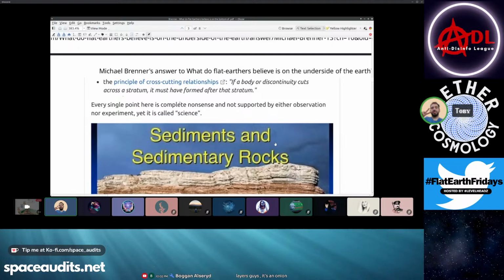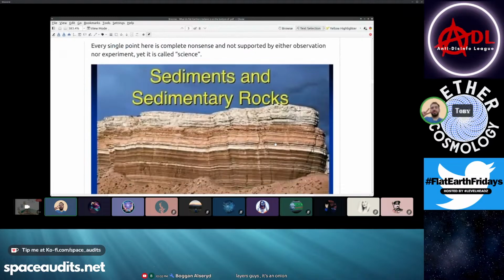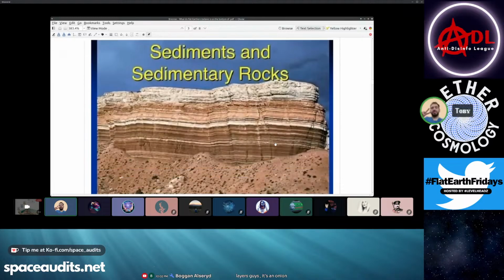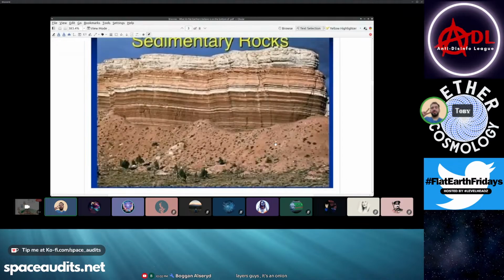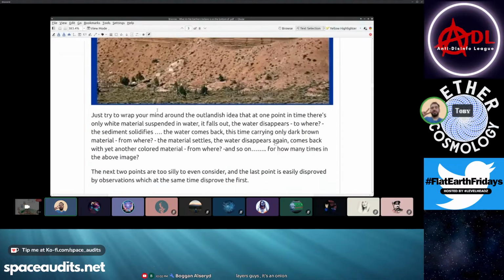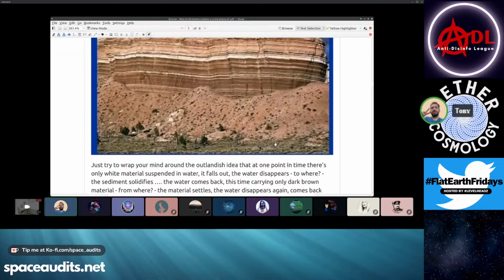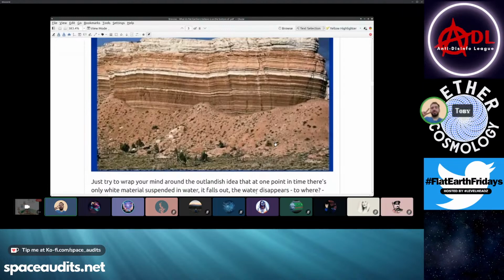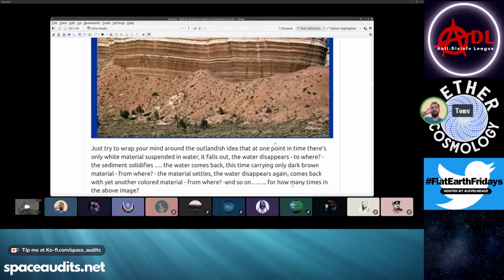Every single point here is complete nonsense and not supported by either observation nor experiment, yet it is called science. So here you have sediments and sedimentary rocks from the old geology book. Just try and wrap your mind around the outlandish idea that at one point in time, there's only white material suspended in water. It falls out, the water disappears to where?